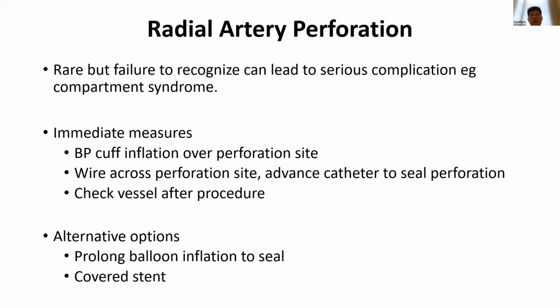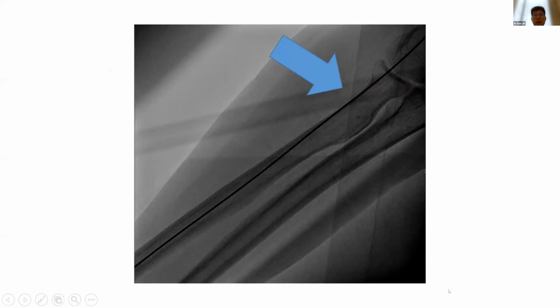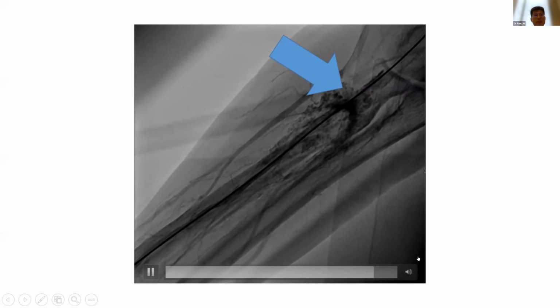Instead of stopping the procedure, you can potentially cross the affected segment using a standard wire, and advance the catheter through the perforated segment. This allows the arterial spasm to be relieved over the inserted sheath. The catheter itself works as an internal hemostatic device, and the perforation can be sealed after a while once you complete the procedure. But always remember to check the vessel on the way out. Alternative options would be to use a prolonged balloon inflation to seal off the perforation, and in the worst case scenario, a covered stent. So this is an angio clip showing an example of a perforation seen here in the lab.